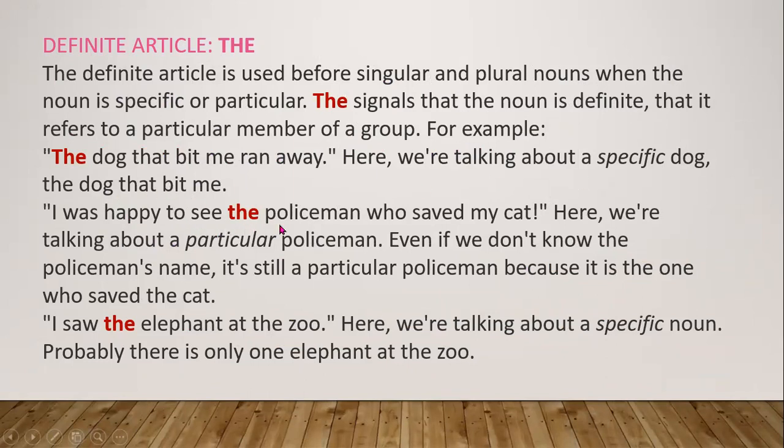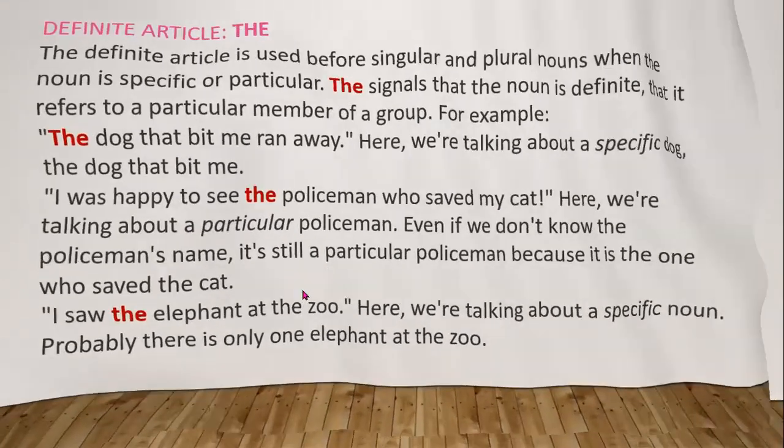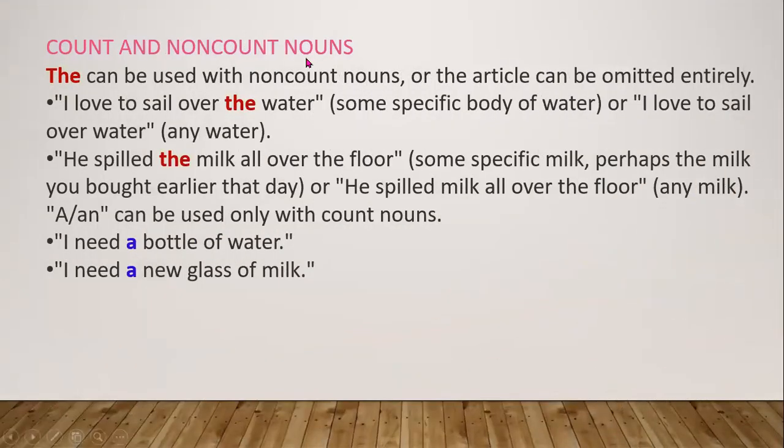I was happy to see the policeman who saved my cat. Again, we are not talking about any random policeman. We are talking about the policeman who saved my cat here, right? I saw the elephant at the zoo, one particular elephant, right? Okay, count and non-count nouns. What is that? By now, students, you do know very well about countable nouns and uncountable nouns, right?